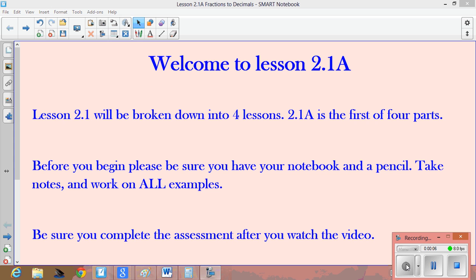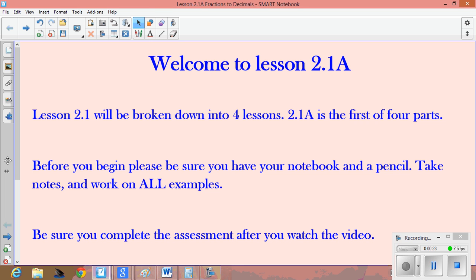Lesson 2.1 is going to be broken up into 4 parts. It's going to be called Parts A, B, C, and D. And right now we are looking at 2.1a. Understand that these 4 parts are all part of just Lesson 2.1.